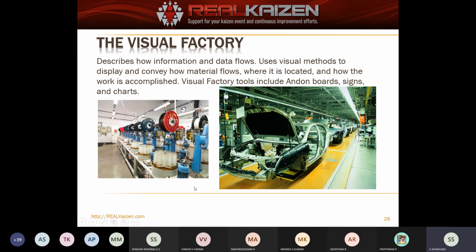So the next thing is something called 5S. This discusses how you make your workplace clean and neat. The problem is if you have the industry, this is the machine factory, all the machines are like that. Here this is a car factory, an assembly line where the various components are being assembled.